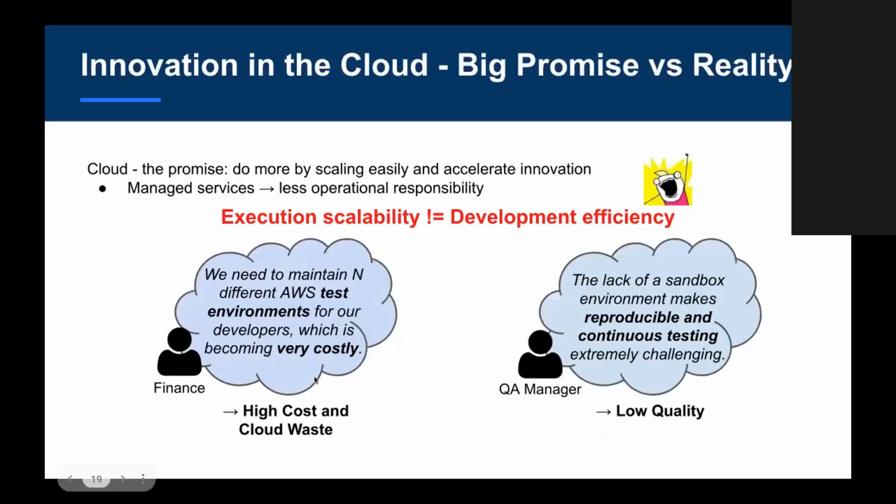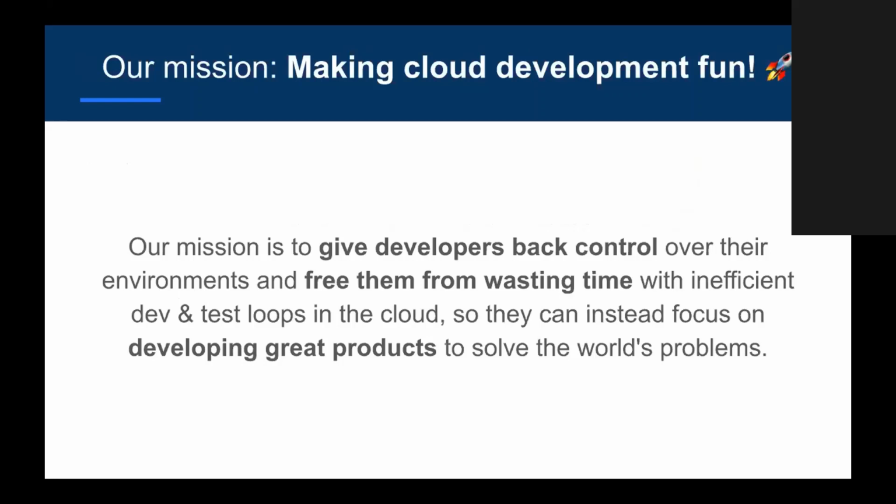It's not only the developers that are struggling at the end of the day, it's also a cost perspective for everyone that has to handle finances, with more test environments and resources that need to be managed. It's a strain on QA on one side, but also on the cost side on the other. QA is really struggling with having those reproducible environments where a lot of testing is done very early on. And talking about cost, there's an estimate that shows that around 35% of cloud resources are idle, so they are unused. We pay for them, but they're completely unused. There's a lot of cloud waste going on out there, and that's something we also really want to tackle with LocalStack. Our general mission at LocalStack is to give developers back control over their environments and free them from wasting time with inefficient development and testing loops.